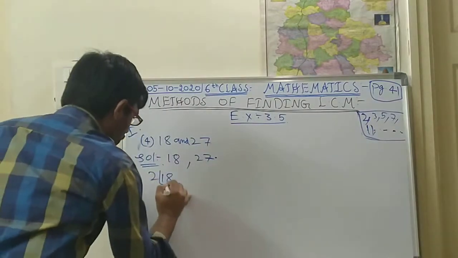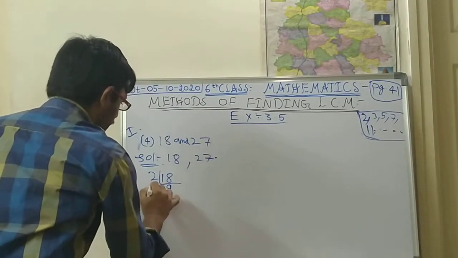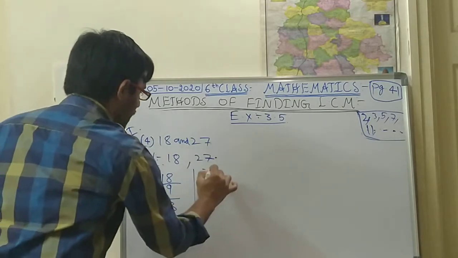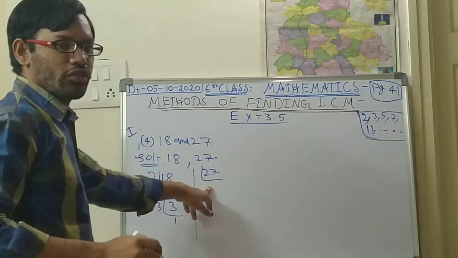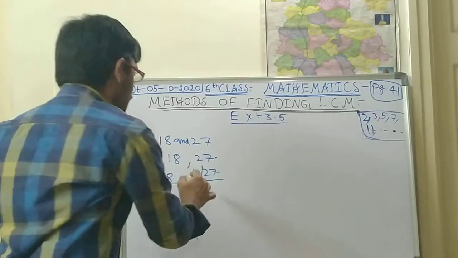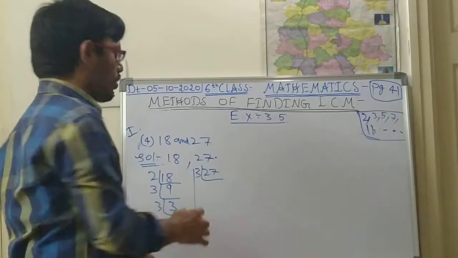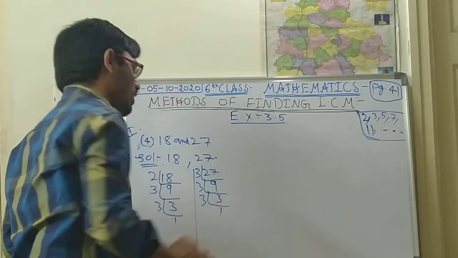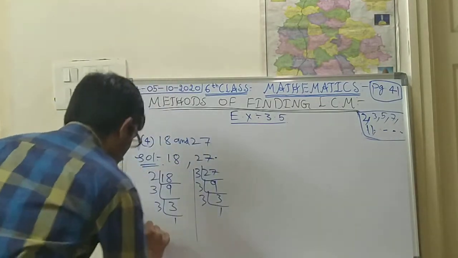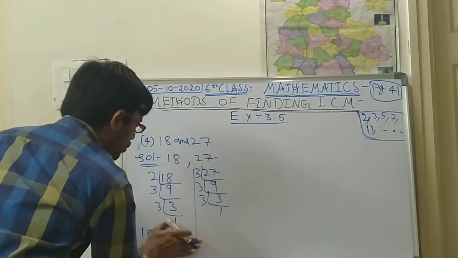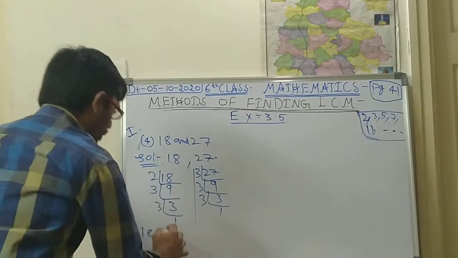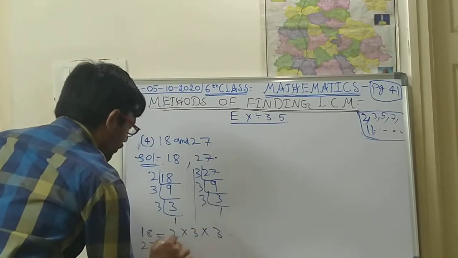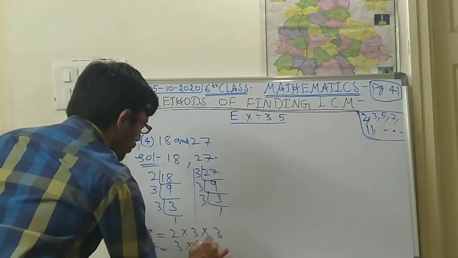So here, 18 goes in the 2 table, 2 nines. Next, again 3 table, 3 3s 9, again 3 1s 3. Next 27. 27 doesn't divide in the 2 table, so we take the 3 table. 3 9s 27, next 3 3s 9, next 3 1s 3. We have completed. So 18 is equal to 2 into 3 into 3, and 27 is 3 into 3 into 3.